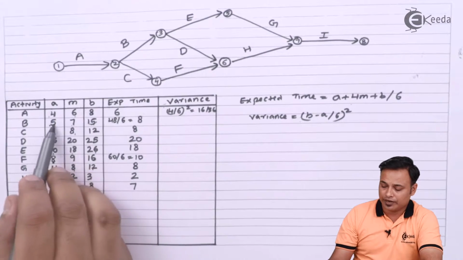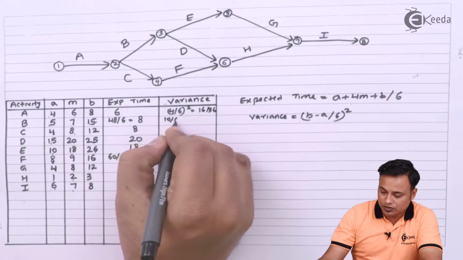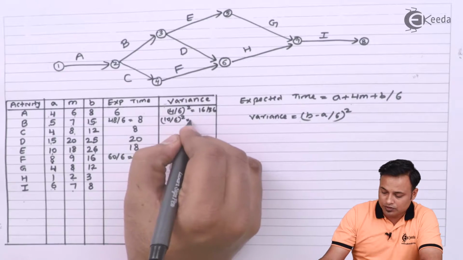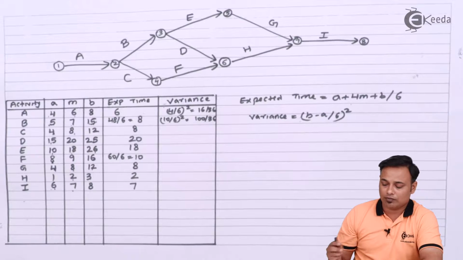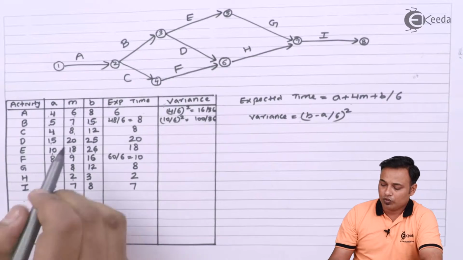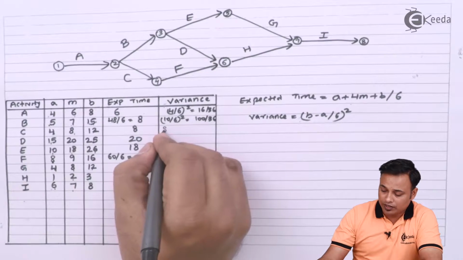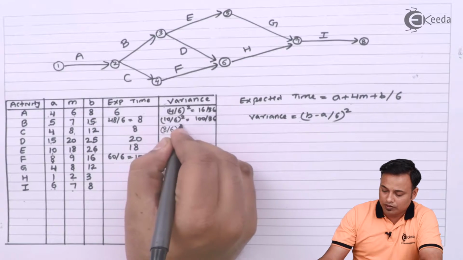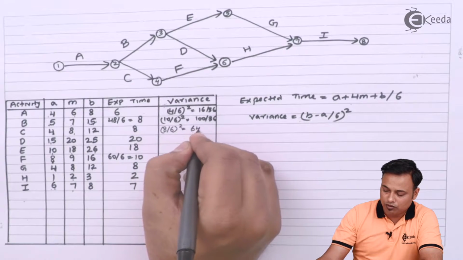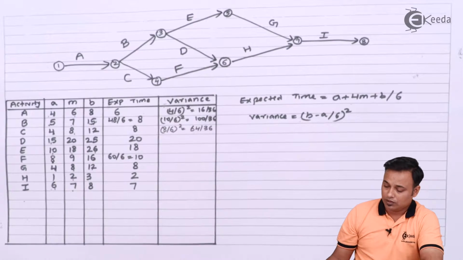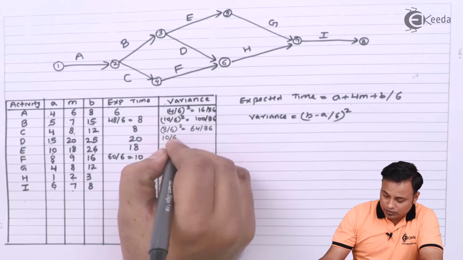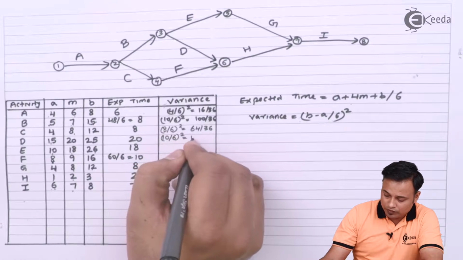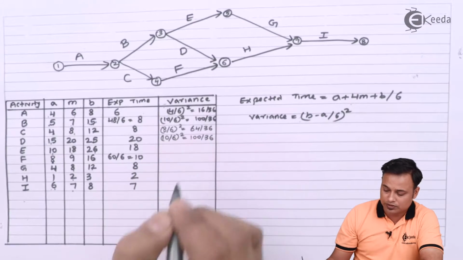Secondly, 15 minus 5, that is 10 upon 6 the whole square, which is 100 by 36. Next shall be 12 minus 4, that is 8 upon 6 the whole square, which is 64 upon 36. Next is 25 minus 15, 10 upon 6 the whole square, which is 100 by 36.